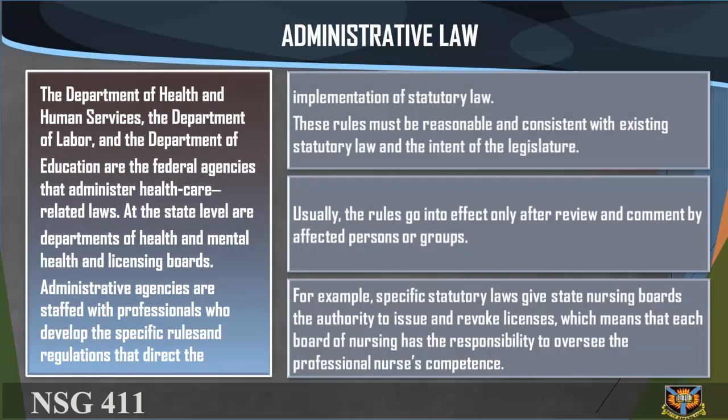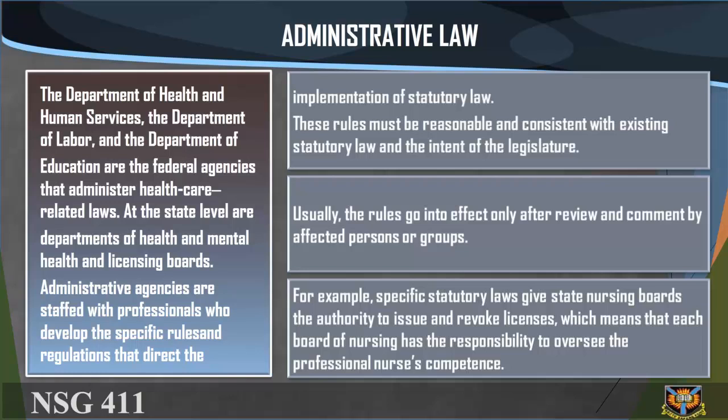Administrative law. The Department of Health and Human Services, the Department of Labor, and the Department of Education are the federal agencies that administer healthcare-related laws. At the state level are the Department of Health and Mental Health and licensing boards. Administrative agencies are staffed with professionals who develop the specific rules and regulations that direct the implementation of statutory law.